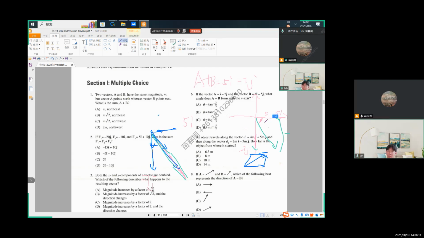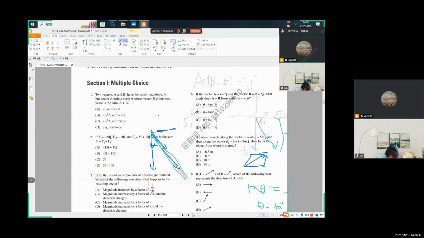Okay, this is 7. This is theta, so tan theta equals 7 over 5. So theta equals arctan of 7 over 5, which is going to be B, right? Is it making sense?